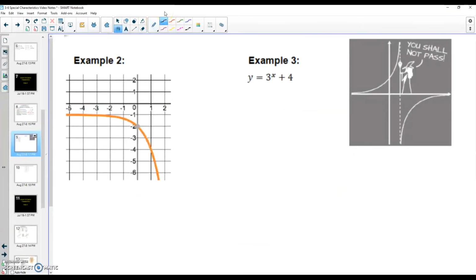In example 2, we are given a graph and asked to find the asymptote. So we are looking for the line that this is going to get really close to but not actually touch. So to help me do that, I'm just going to draw a line here to give us a visual image. And I'm going to drag that line until it looks like it's starting to level out and get to that point where we're getting really close to but not touching.